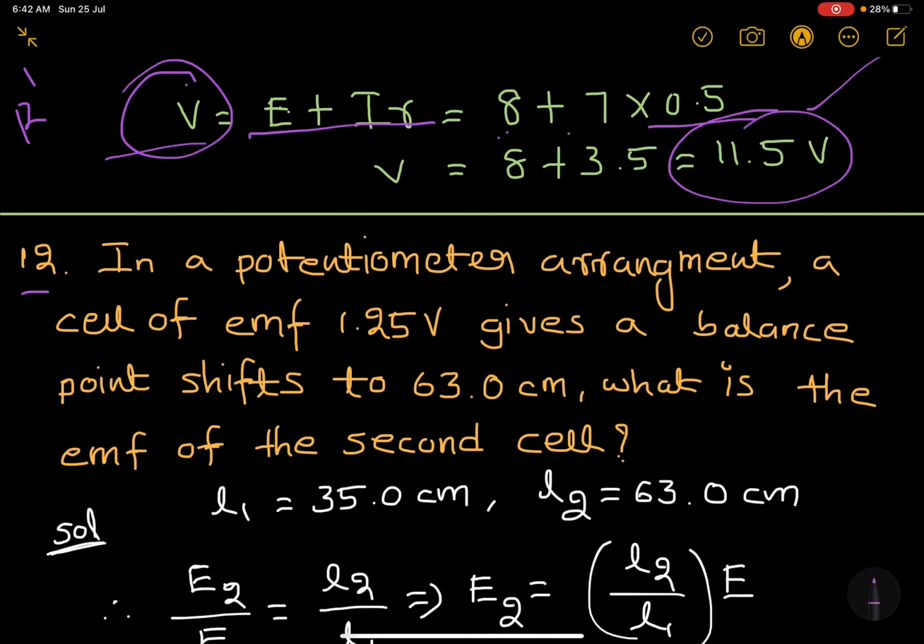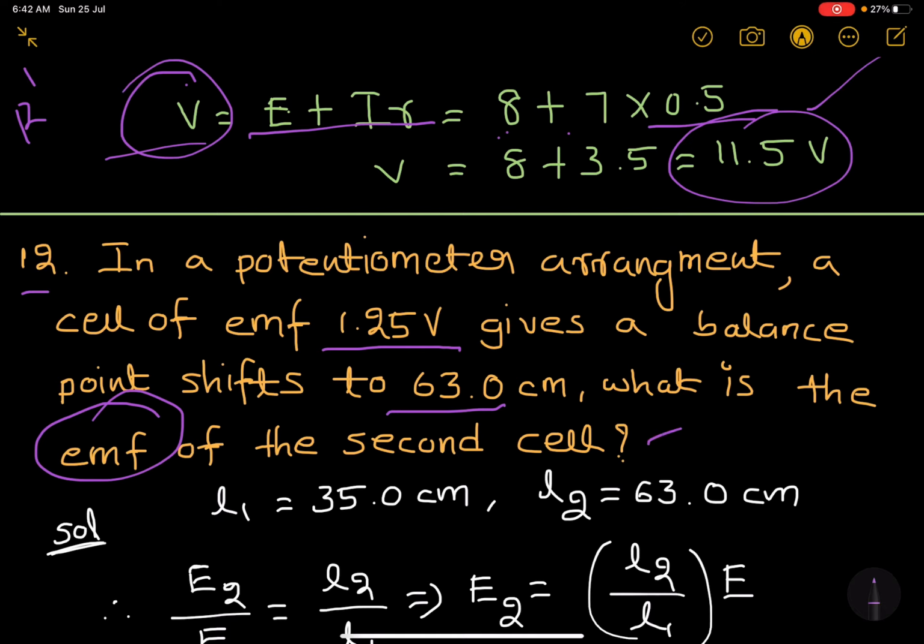12th question: in a potentiometer arrangement, a cell of EMF 1.25 volts gives a balance point at 35 centimeters. If the cell is replaced by another cell, the balance point shifts to 63.0 centimeter. What is the EMF of the second cell?